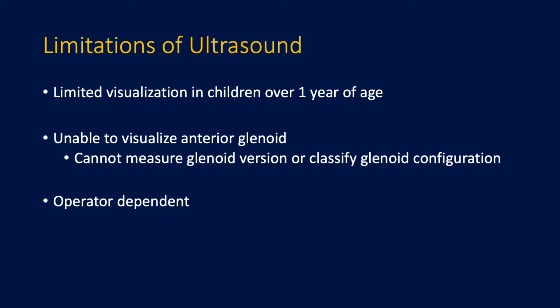The limitations of ultrasound are limited visualization in children over 1 year of age due to the ossification center within the humeral head. We are often unable to visualize the anterior glenoid as we are imaging from posterior, and therefore we cannot measure glenoid version or classify glenoid configuration, which I will be discussing a little later in the talk. And of course, ultrasound, as other ultrasound examinations, is operator dependent.